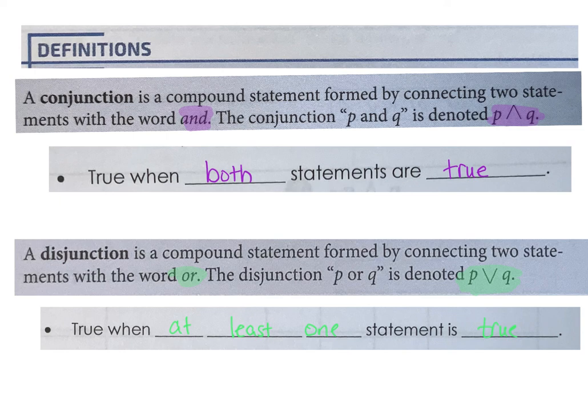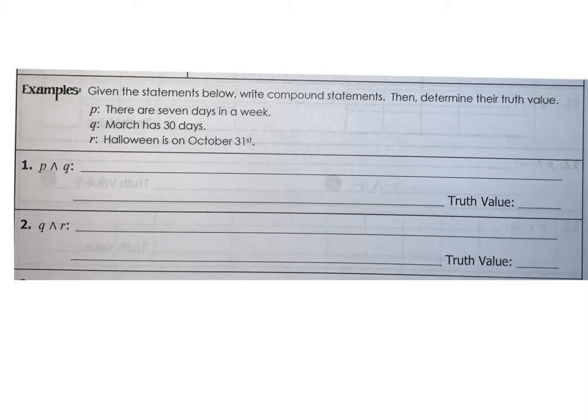So let's do some examples on your handout. We have three statements here. The first statement is there are 7 days in a week. The second statement is March has 30 days. The third statement is Halloween is on October 31st. When you're doing these, the first thing you want to do is figure out which of these statements are true and false. So let's go through these first. There are 7 days in a week. Is that true or false? That is true. March has 30 days. Is that true or false? It's false. March has 31 days. Halloween is on October 31st.